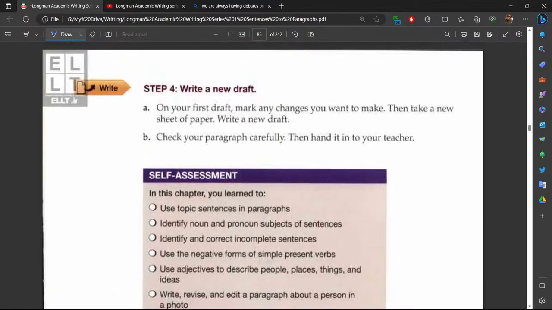Step 4. Write a new draft. On your first draft, mark any changes you want to make. Then take a new sheet of paper, write a new draft. Check your paragraph carefully. Then hand it to your teacher.